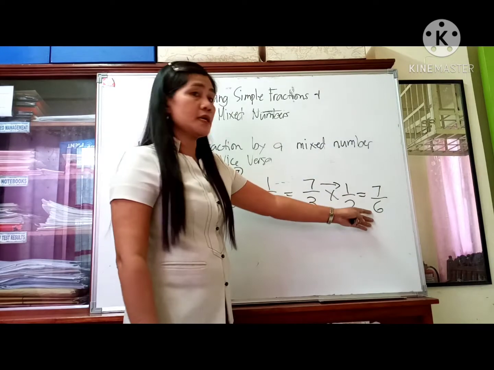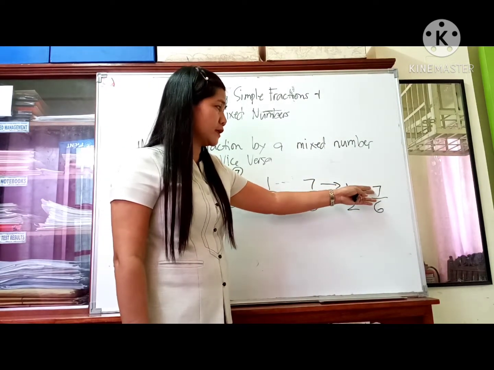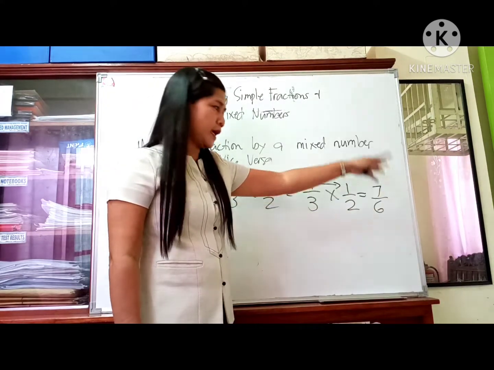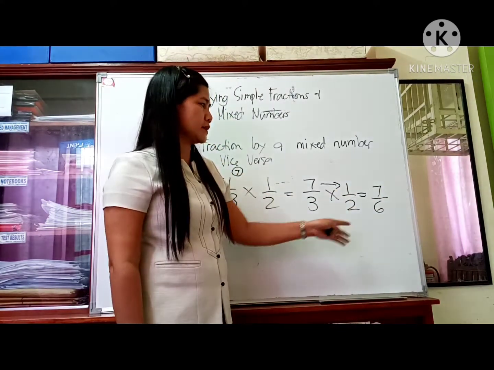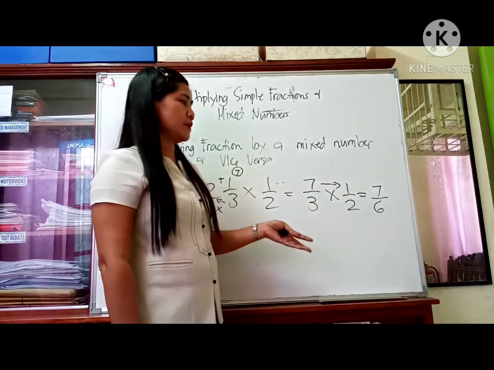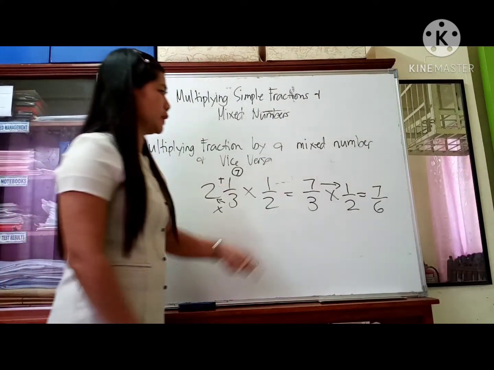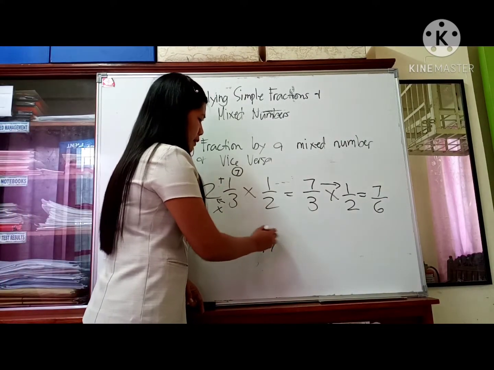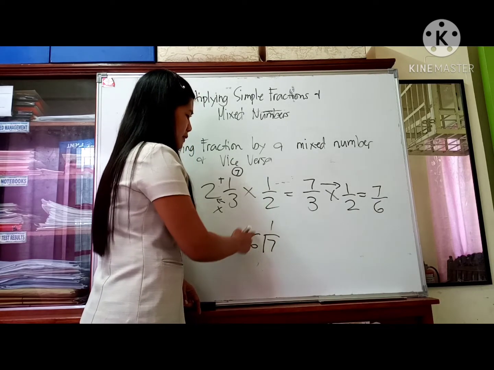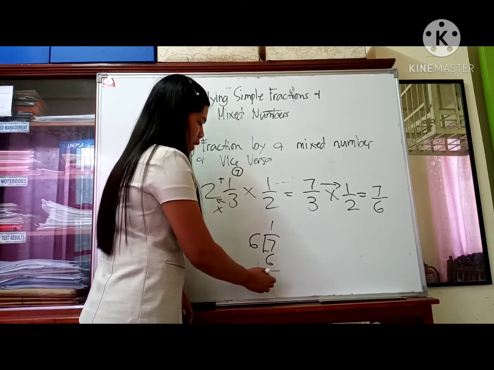So 7/6 is an improper fraction wherein the numerator is greater than the denominator. So it cannot be your final answer. It must be changed into a mixed number. So the same as what we have done a while ago. You are going to divide 7 by 6. So 7 divided by 6 is 1. 6 times 1 is 6. 7 minus 6 is 1.